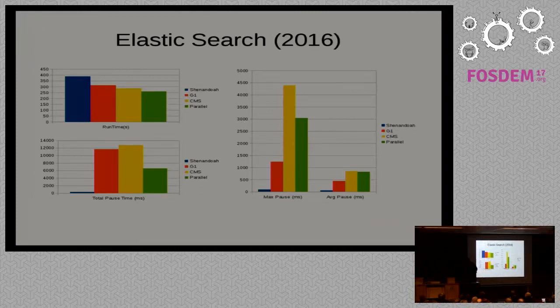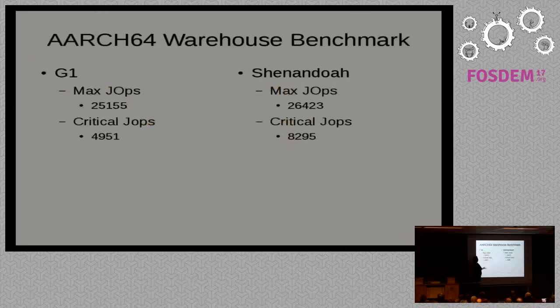All right, I also ran a very famous warehouse benchmark just recently. And because of some excellent work that these guys have been doing lately in optimizing our concurrent marking, we are now winning both in terms of max JOPS and critical JOPS. So we beat G1 in this particular situation in both throughput and in response time, which is a huge win for us in terms of getting better performance.